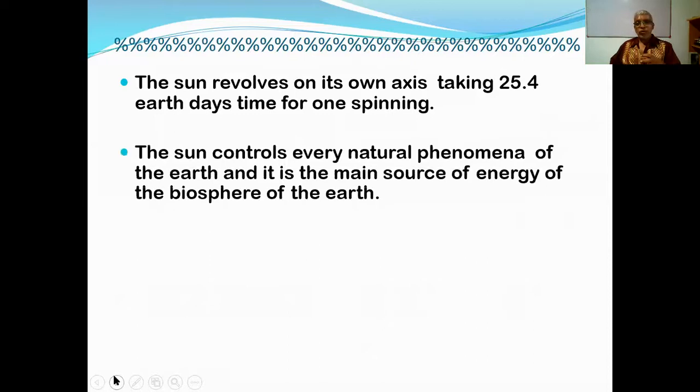The sun controls every natural phenomenon of the earth, and it is the main source of energy of the biosphere of the earth. The sun supplies the necessary energy for the existence of the biosphere. Food, because living beings in the biosphere take their energy through food, but the energy in the food is stored, collected from the sun by the plants through their photosynthesis.